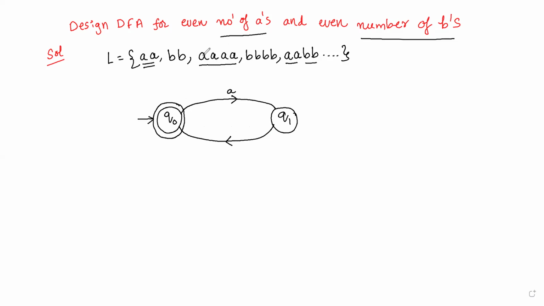When my input is A, A, 4 A's is also accepted. Next, even number, 6 A's: 1, 2, 3, 4, 5, 6. So this is about the AA. Again we construct for BB also. When my input is BB, what do I have to do? So this is about the BB.